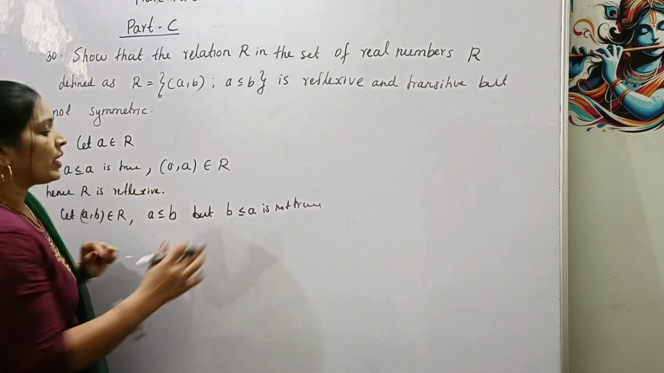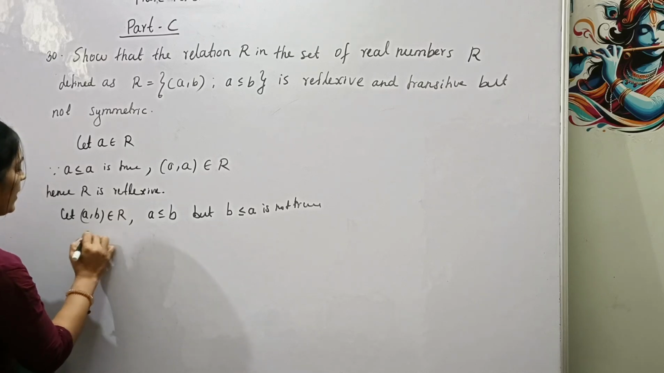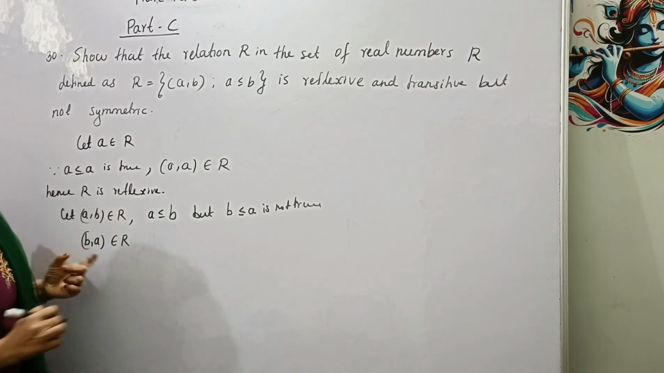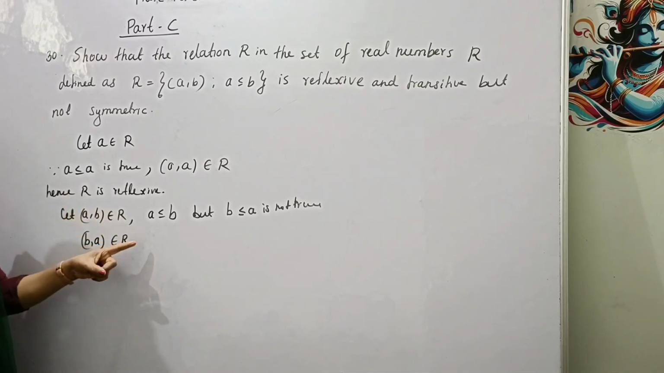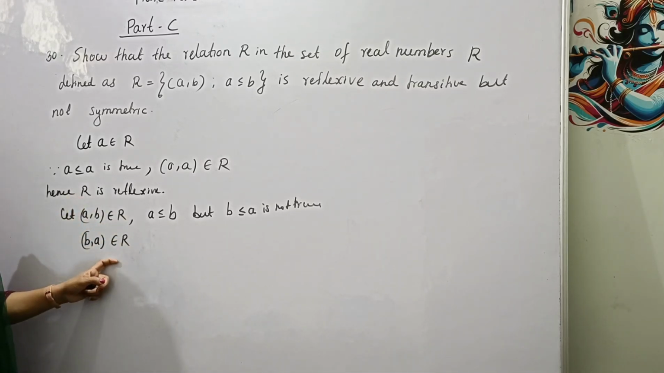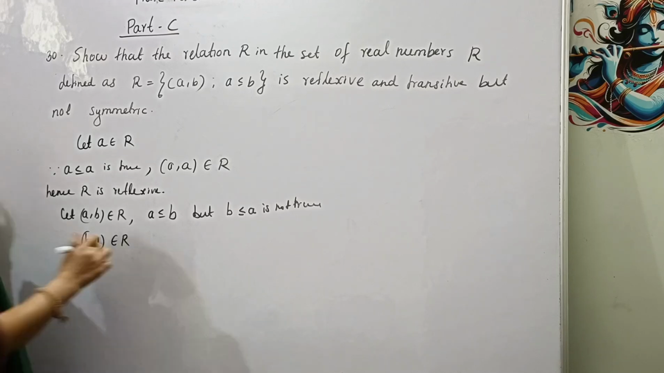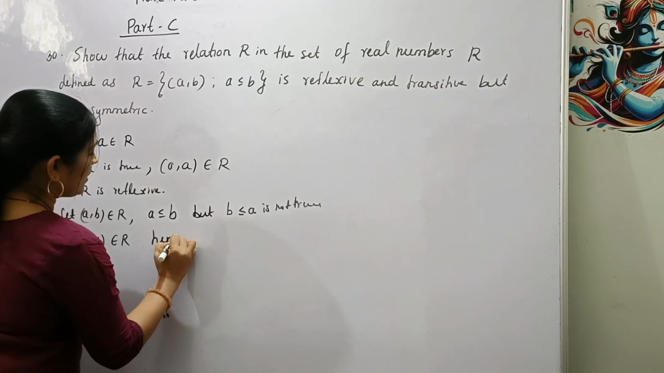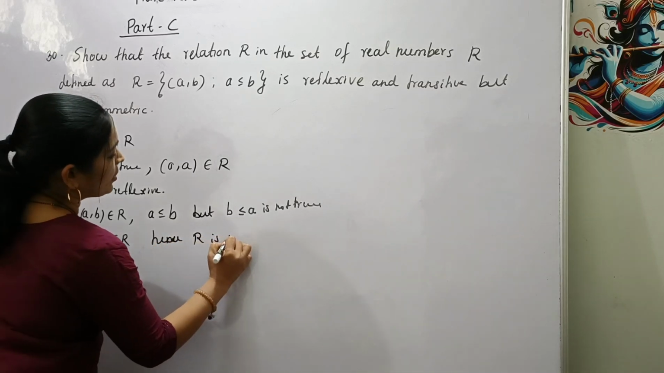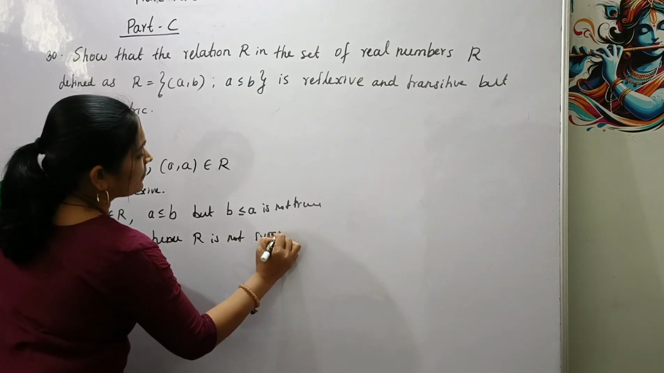Therefore, here (b, a) does not belong to R. So what we got: (a, b) belongs to R, but (b, a) does not belong to R. Therefore, the relation is not symmetric. Hence R is not symmetric.